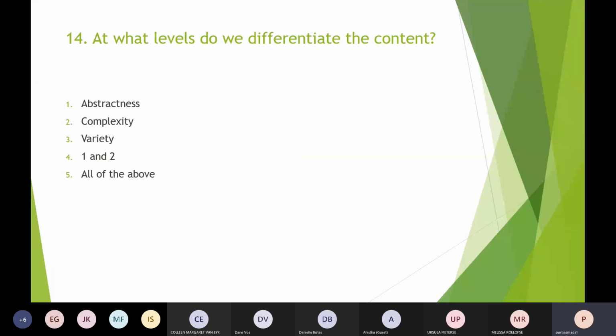All right, let's continue. Now, at what level do we differentiate the content? Is it through abstractness, complexity, variety, or is it number 1 and 2, or is it all of the above?